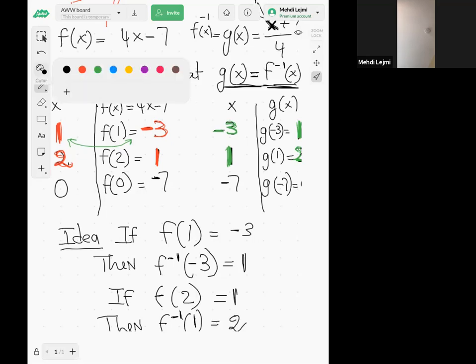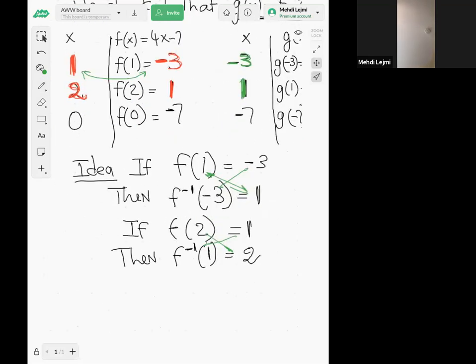So you see, you just interchange your input with your output. That's very interesting. And we're going to use this observation to find the inverse of a function f.